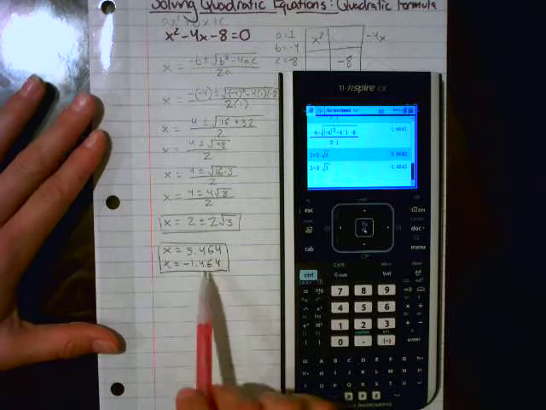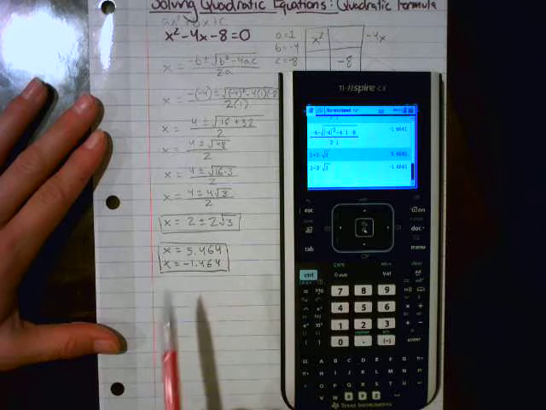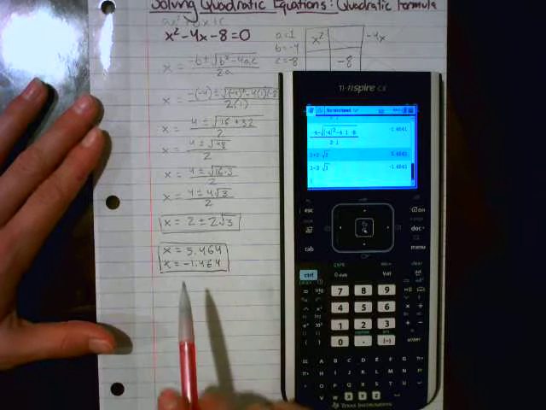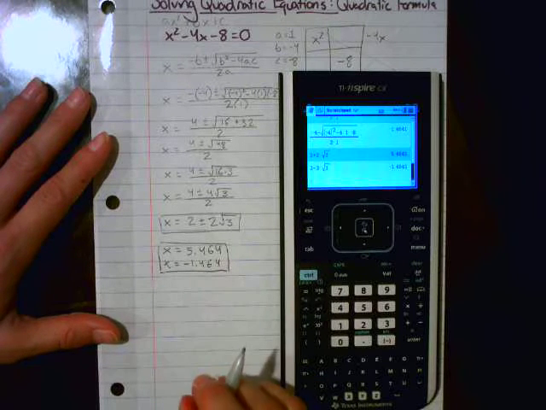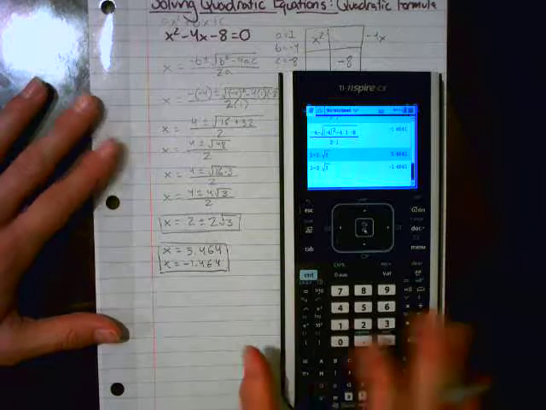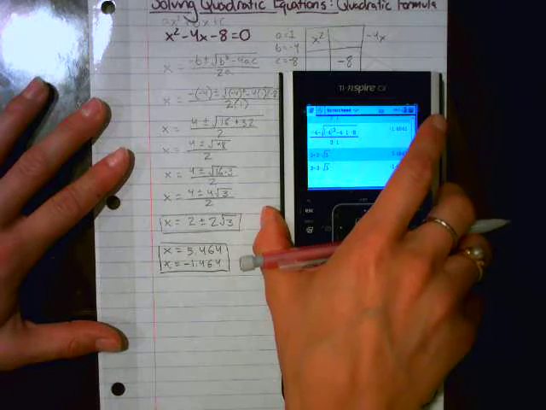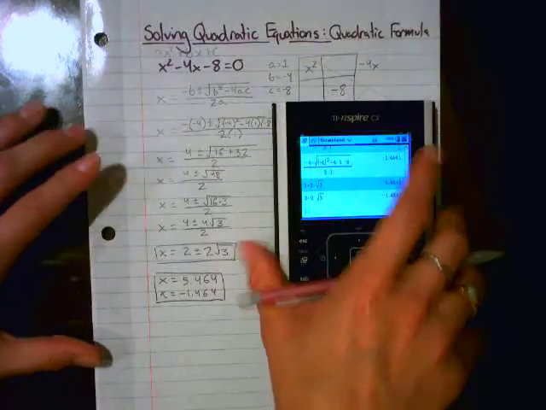So these are the same solutions, just one of them is in decimal form, and one of them, if you don't have a calculator, is just simplifying as much as possible. So that's an example of solving quadratic equations using the quadratic formula.